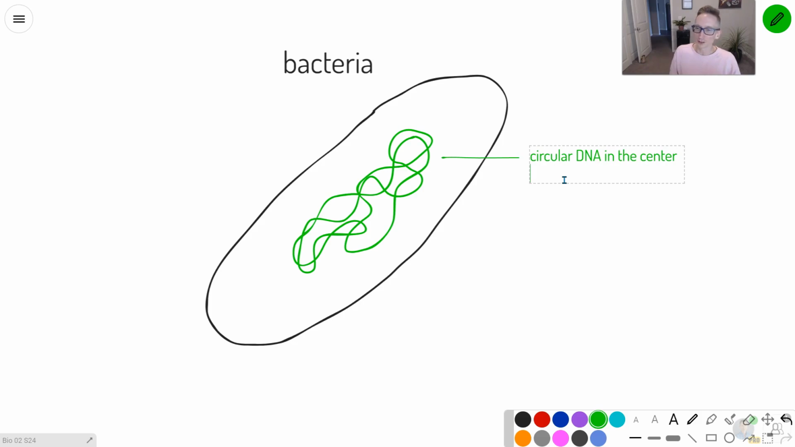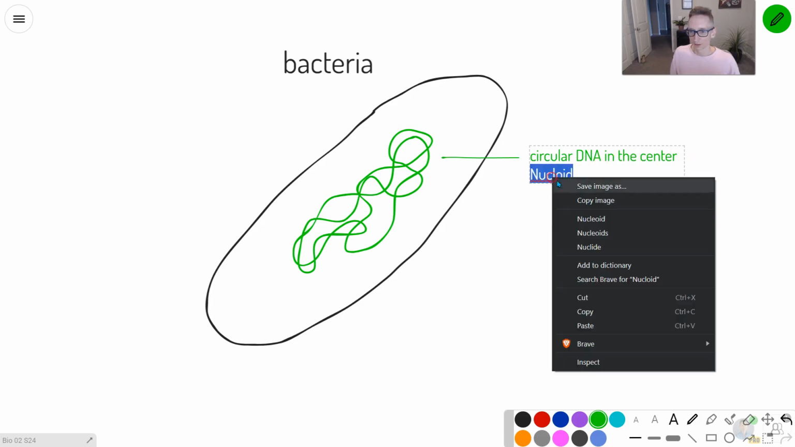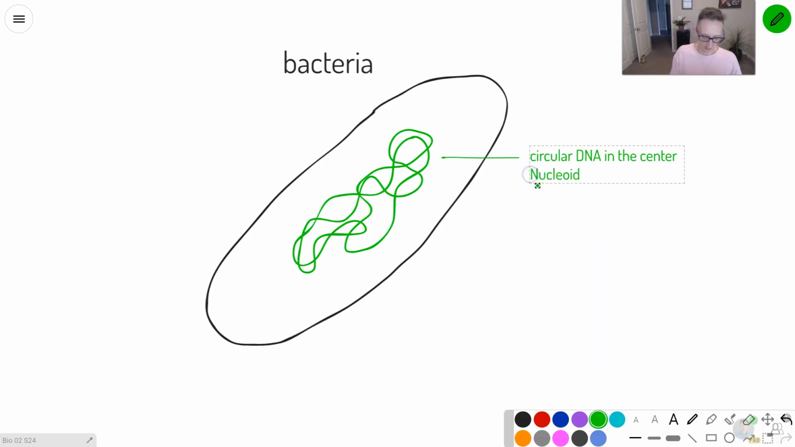It's not a nucleus because there's no membrane around it. It's called a nucleoid. Called a nucleoid. Okay? It's pretty nifty of them to have that. They got a nucleoid. Okay, so that's just one way that they have genetic information stored.